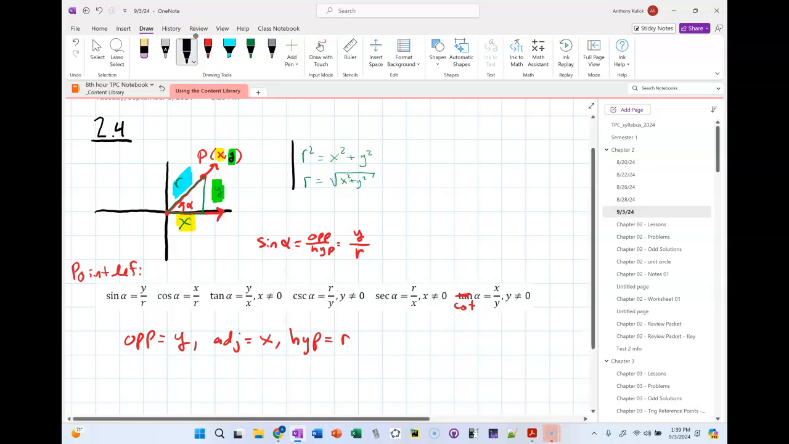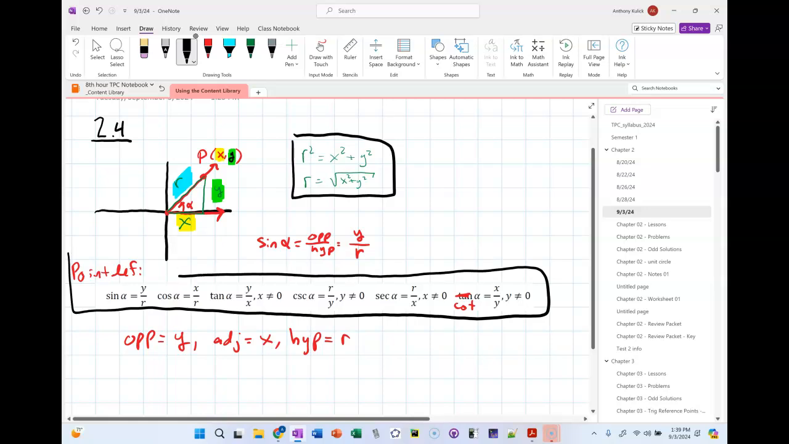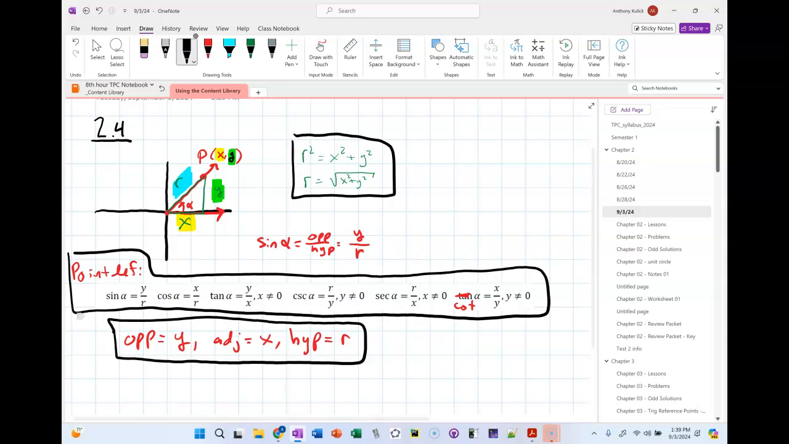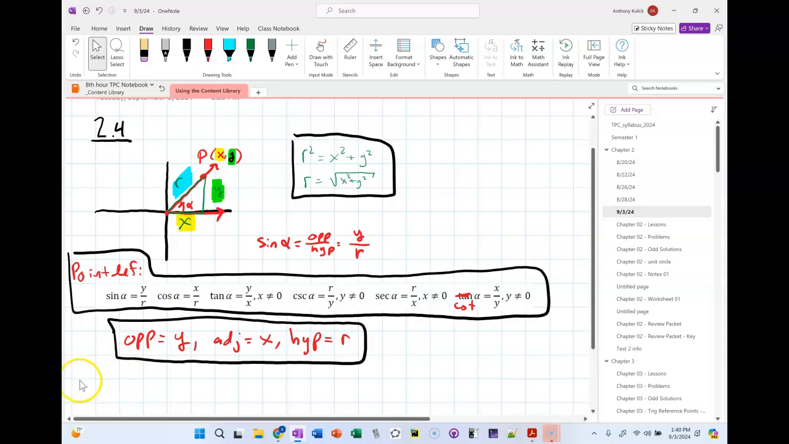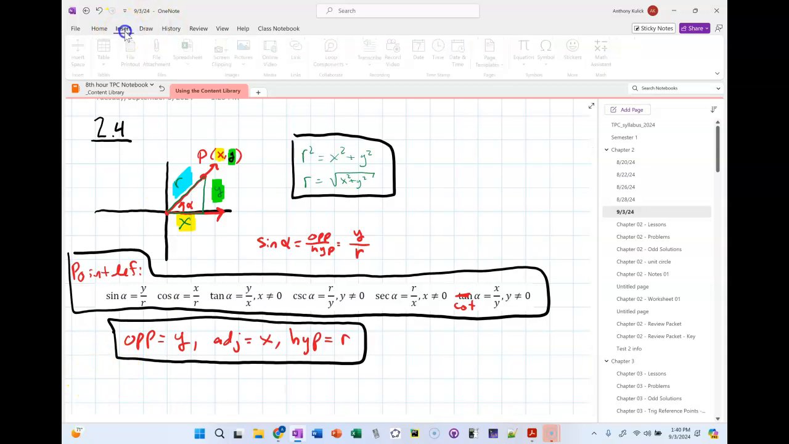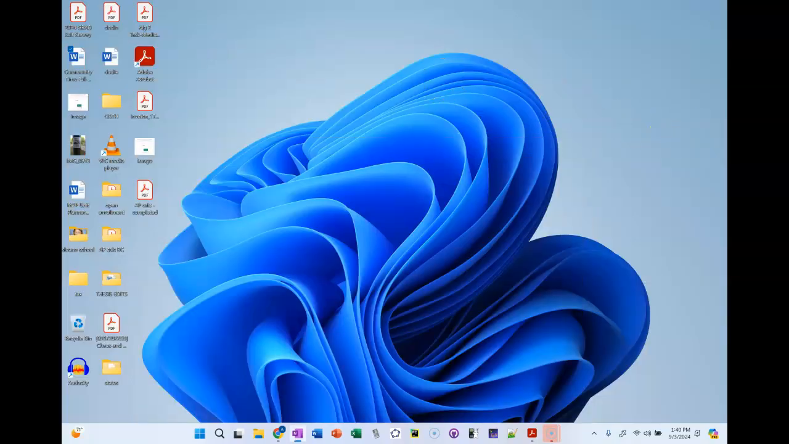So again, the pieces that we need: how to find r, we need our point definition, and then probably our little translation back to SOHCAHTOA, right? Those are the things that we'd be using going forward. All right, let's do an example using this new definition to do a problem.